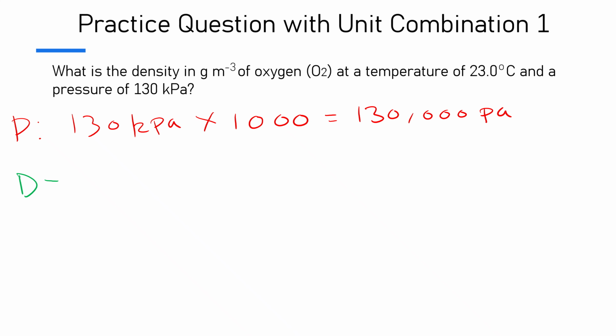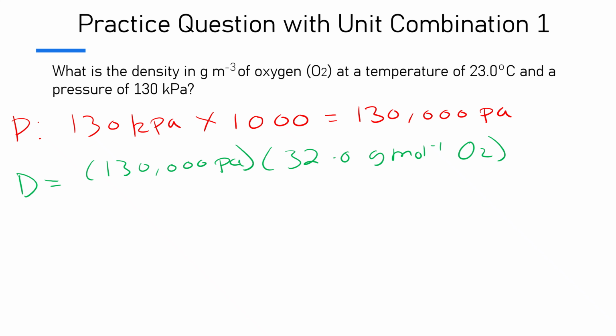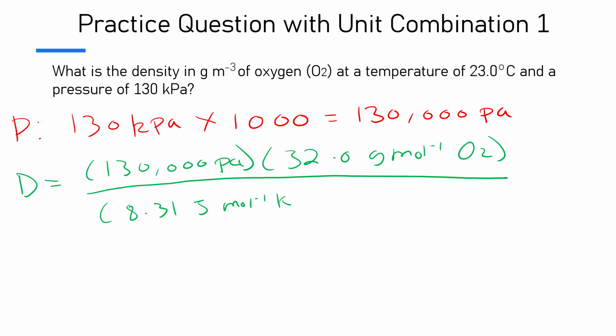So density is equal to 130,000 pascals for pressure, multiplied by the molar mass of 32.0 grams per mole of oxygen, divided by the ideal gas constant of 8.31 joules per mole per Kelvin multiplied by the temperature of the system of 296.15 Kelvin. And we get an answer of 1,690 grams per cubic meter.